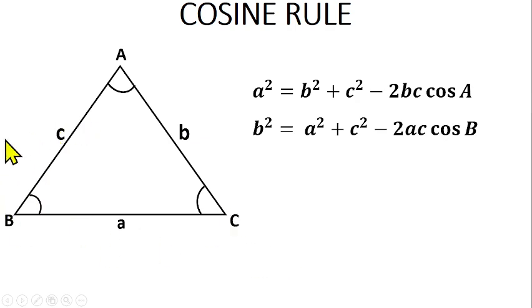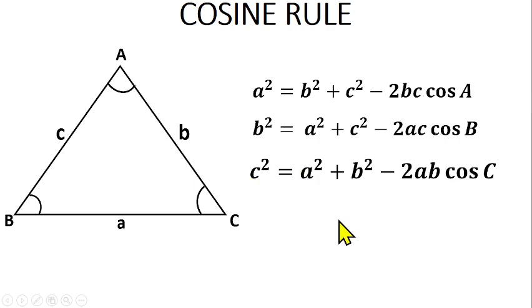Assuming I'm looking for side c, can you formulate the cosine rule for us as well? So that means you have c squared equals a squared plus b squared minus 2ab cos the angle facing c, which is C. So you have c squared equals a squared plus b squared minus 2ab cos C. So these are the three cosine rules for this triangle based on the angles and sides given to us.